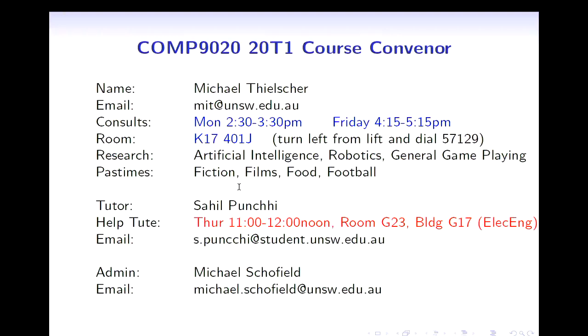What is my research? I'm a computer scientist. My main research area is in artificial intelligence and robotics, with a particular interest of mine being general problem-solving systems, or artificial general intelligence. And one aspect of this is to try to build general game-playing systems. If you're interested in reading more about this, just Google general game-playing, and then you will find more information.